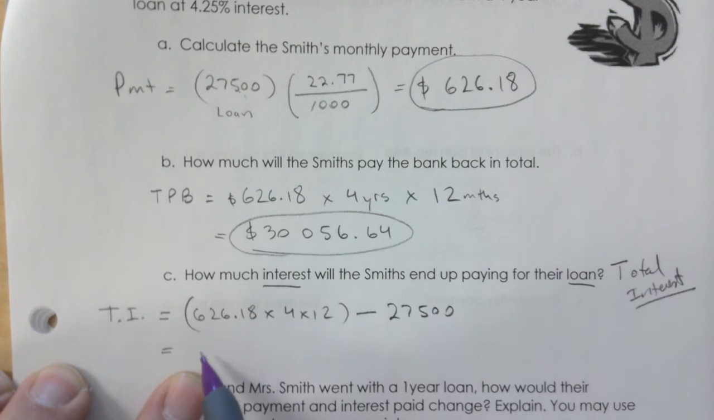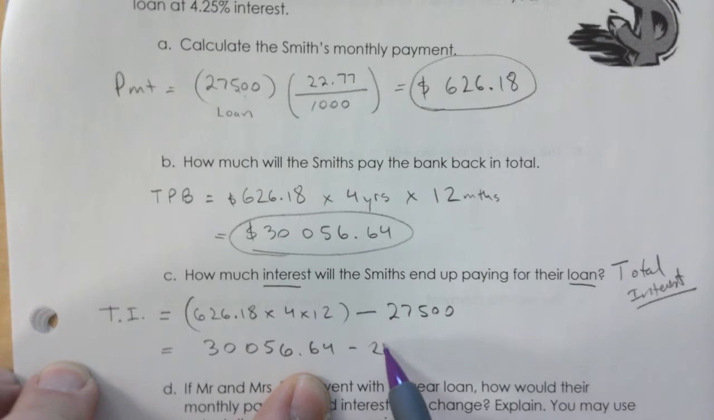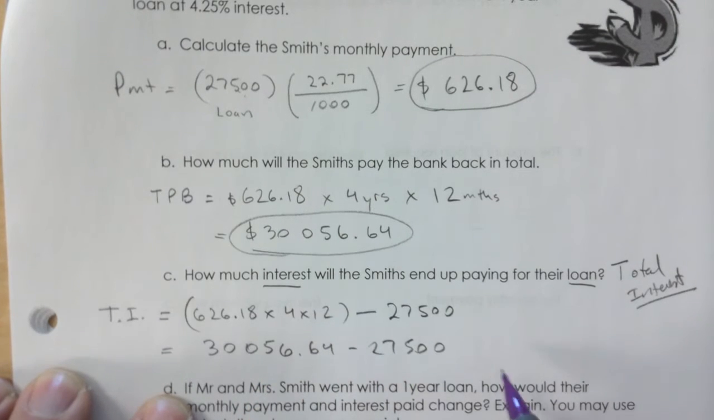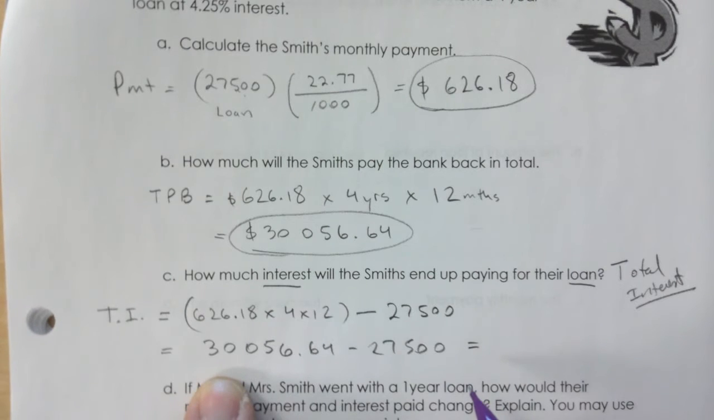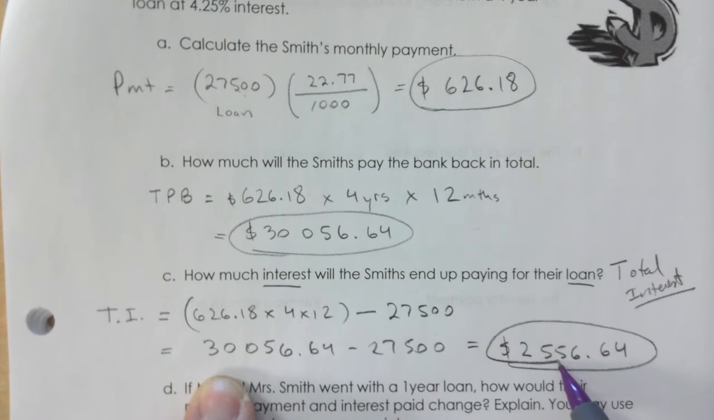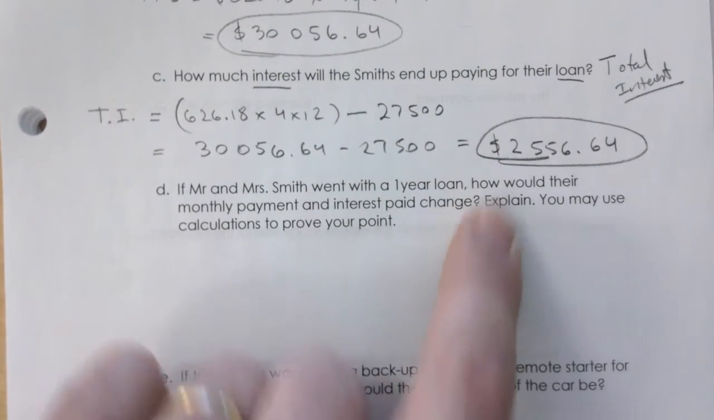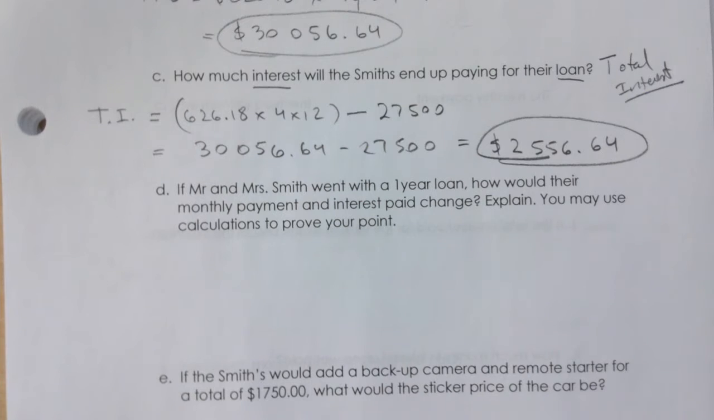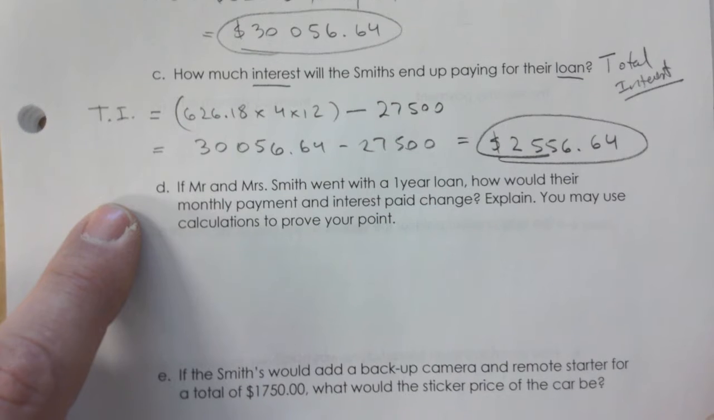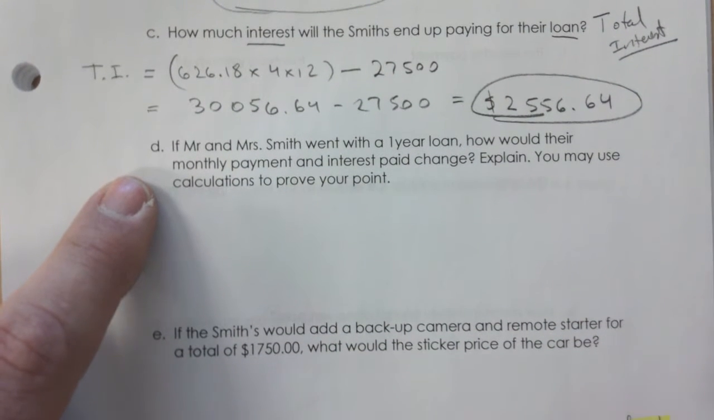I'm going to borrow my answer from up here. Okay. And that will give you $2,556.64. And it should be a bigger amount. Okay, we're looking in the thousands for total interest paid, not just a couple hundred, right? You should be alarmed if you see that, right? You should go back and check.